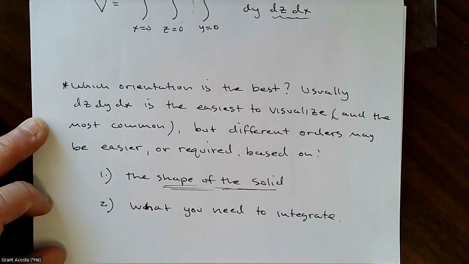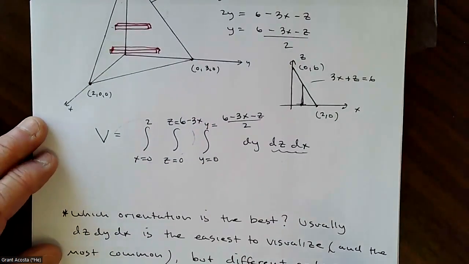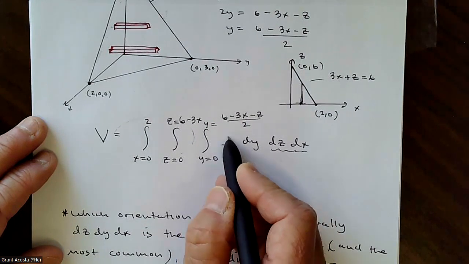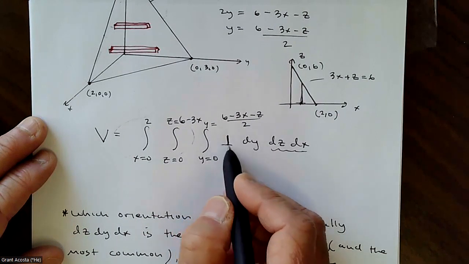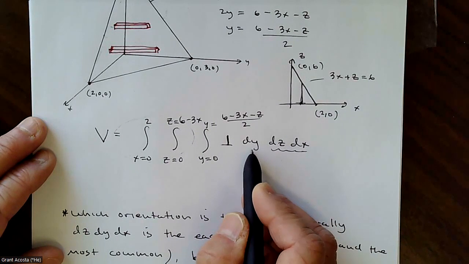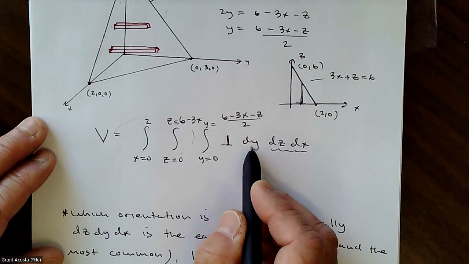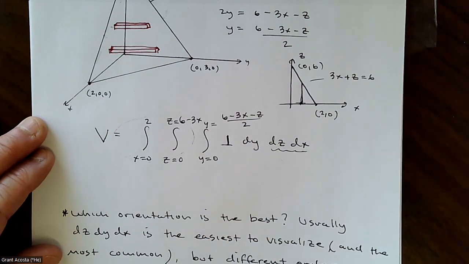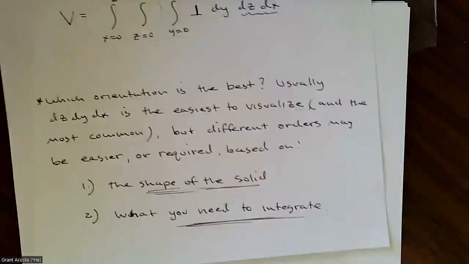The shape might suggest a better order of integration, or what you need to integrate might, because so far we're just setting up volume with triple integrals. There really is nothing here; you can think of there being a one there to integrate. But very soon we're going to start putting functions there. And whatever function we put there, you're going to have to start by integrating with respect to the first variable. So you may not want to integrate that with respect to y, for example. I'm going to show you an example of each of those ideas.